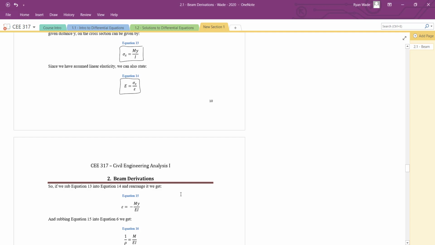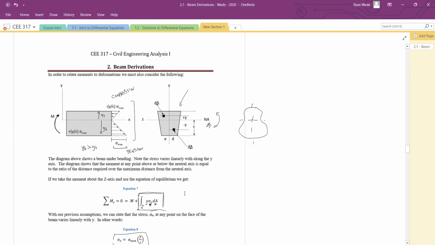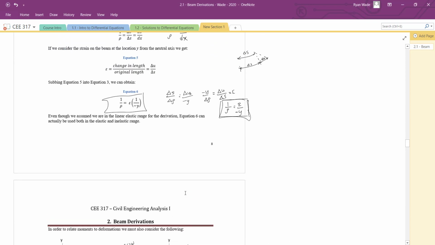Going all the way back to equation 6, so all we're doing is using a bunch of properties that we already know because of the assumptions we made or because of strength of materials, and we're just using those equations to kind of rearrange our idea of how moment relates to stress and etc.